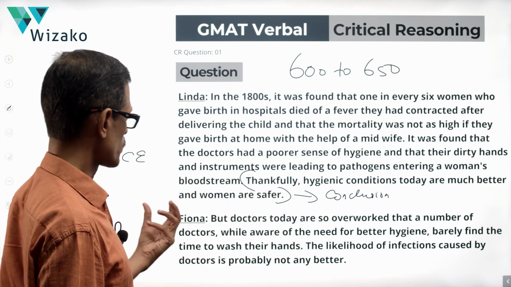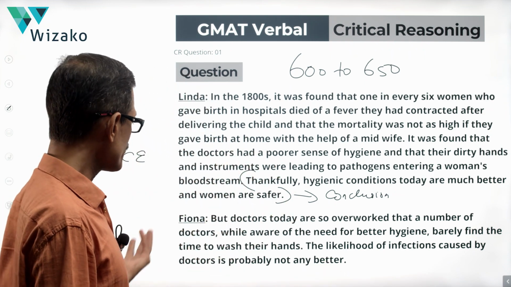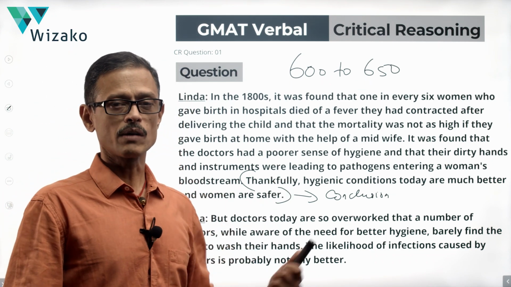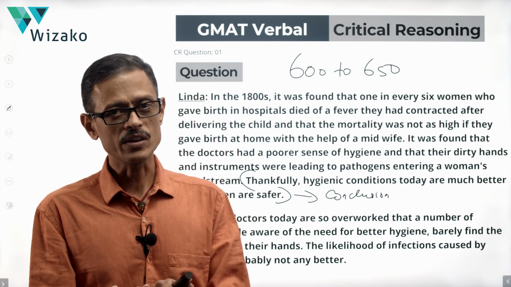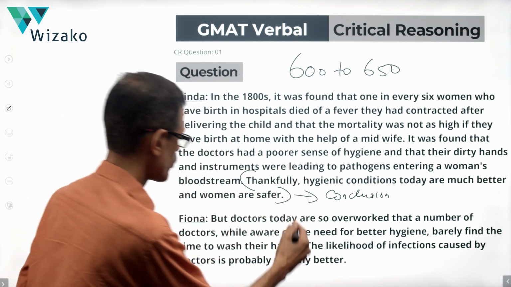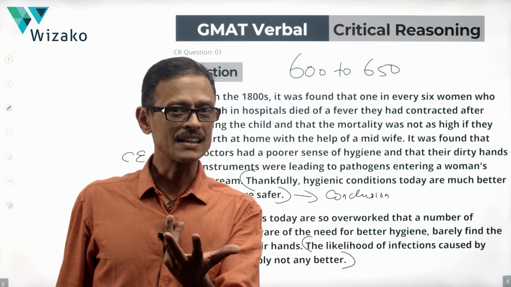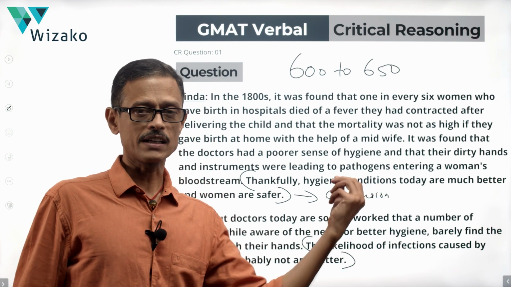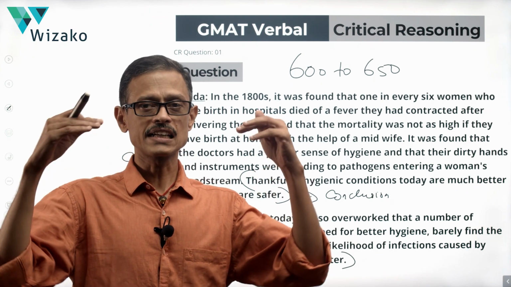But doctors today are so overworked that a number of doctors, while aware of the need for better hygiene, barely find time to wash their hands. So she's saying that, hey, they know they have to wash their hands. Earlier doctors probably weren't aware, but these people are aware of it, but they're so overworked that they don't have time to wash their hands. The net result is the hygiene factor is still not great, is what she's driving at. Therefore, the likelihood of infections caused by doctors is probably not any better than what it was in the 1800s. So your conclusion that women are safer on account of that particular component is not necessarily true, is what Fiona is driving at.